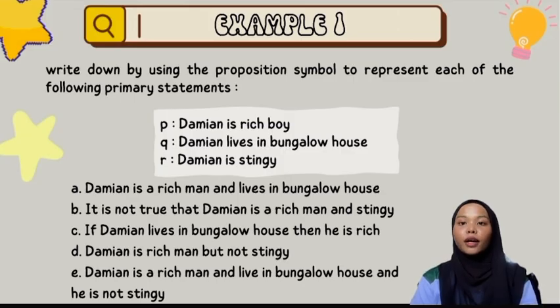Example 1. Write down, by using the proposition symbol, each of the following primary statements. P: Damon is a rich boy. Q: Damon lives in a bungalow house. R: Damon is stingy. A. Damon is a rich man and lives in a bungalow house. B. It is not true that Damon is a rich man and stingy. C. If Damon lives in a bungalow house, then he is rich. D. Damon is a rich man but not stingy. E. Damon is a rich man and lives in a bungalow house and he is not stingy.